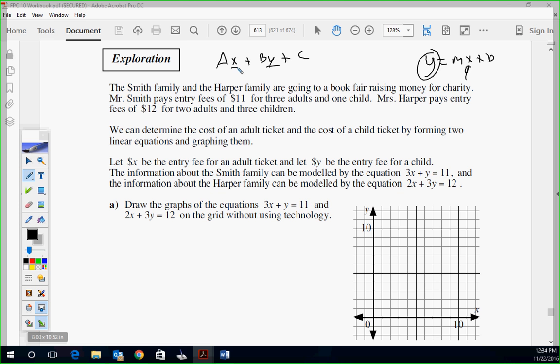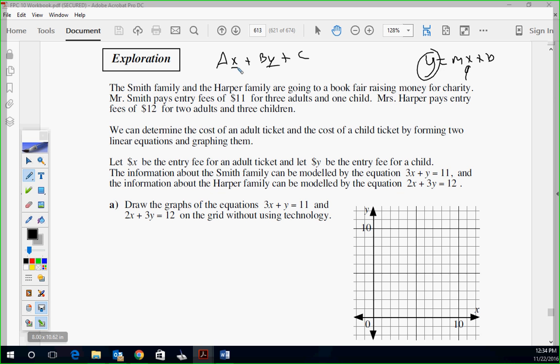Okay, sorry. All right, so let x be the entry fee for an adult ticket, y be the entry fee for a child ticket. The information about the Smith family can be modeled by this equation. If you look at the Smith family, Mr. Smith paid $11 for 3 adults and 1 child. 3 adults, 3x, 1 child, y, is $11. Everybody comfortable with that setup? And then Ms. Harper paid $12 for 2 adults and 3 children: 2x and 3y equals 12. Okay, so that's the setup.